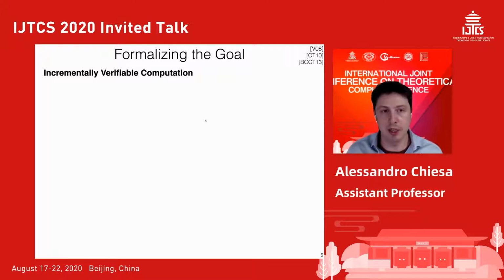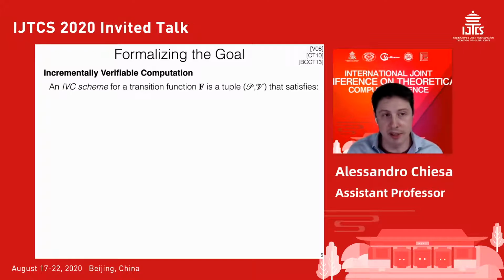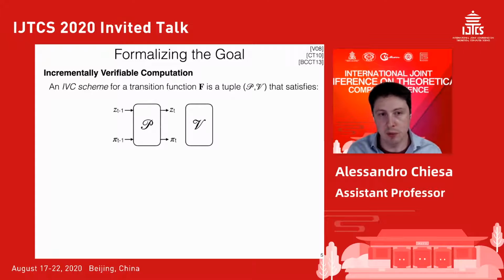Cryptographers have put forward a notion that captures this everlasting computation you can check, known as incrementally verifiable computation. More formally, an IVC scheme for a transition function f, the function f that we were discussing earlier, is also a tuple consisting of a prover and verifier, but with a slightly different interface than a SNARK prover and verifier. Here, the prover takes as input the prior output and the prior proof, and produces a new output and a new proof that the verifier can always check. But crucially, you can reuse the outputs of the prover to produce more outputs and more proofs.